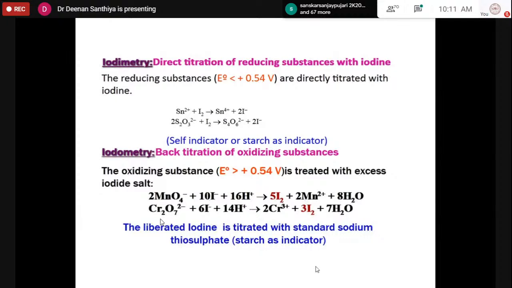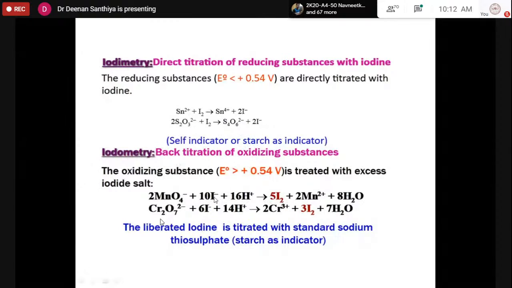Iodimetry means iodine is used. It's a direct titration of reducing substances with iodine. That is iodimetry, where iodine is used. Iodine is titrated with sodium thiosulfate. Reducing substances are directly titrated with iodine. This is a reducing substance, and this is oxidizing. Here the indicator used is starch. Starch is an indicator.